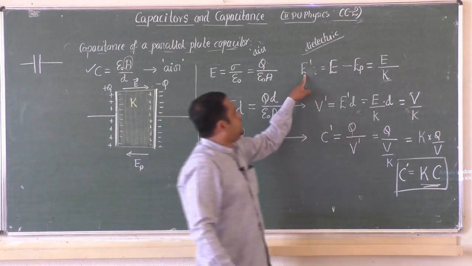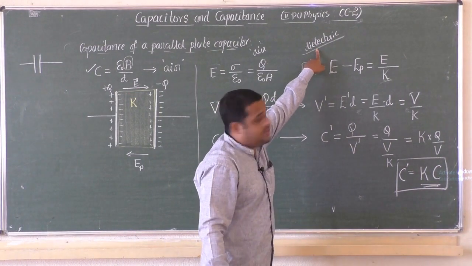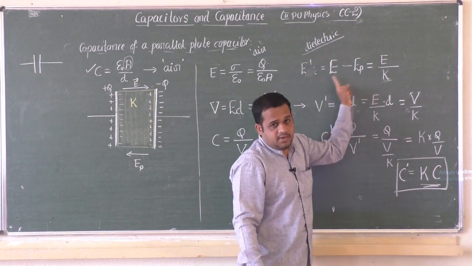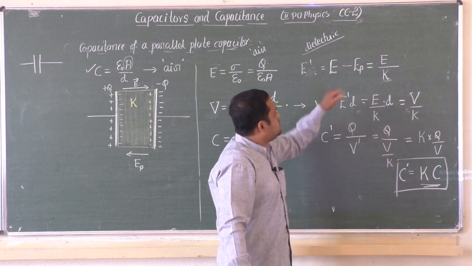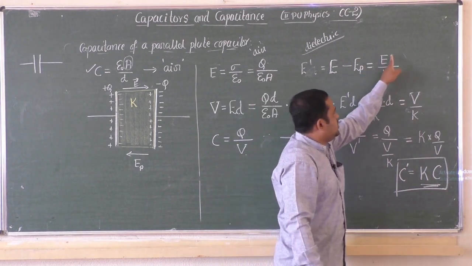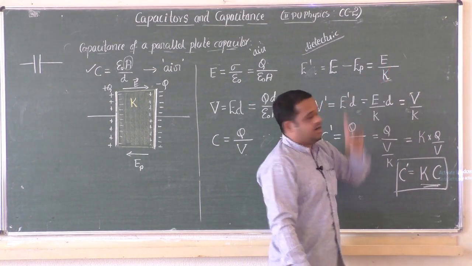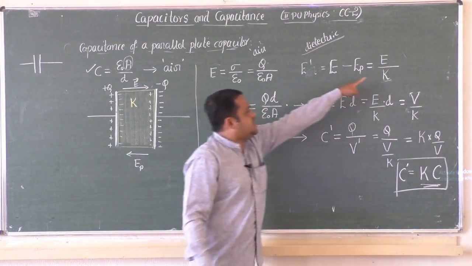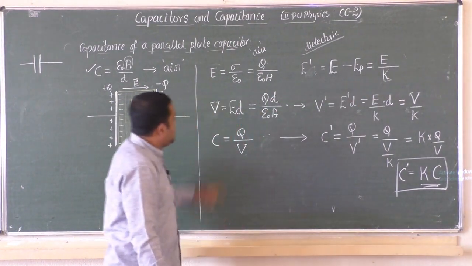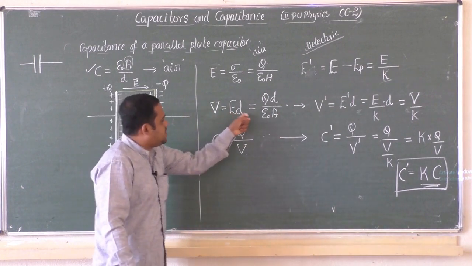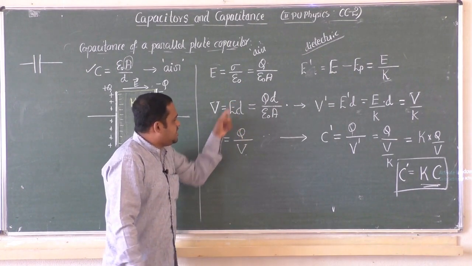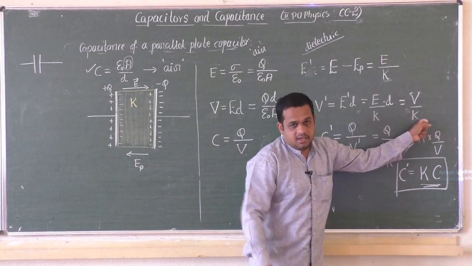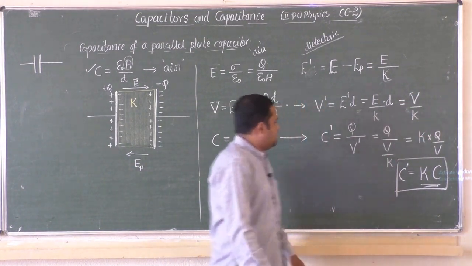So the net electric field after introducing the dielectric medium is given by E minus EP. Direction is opposite, therefore E minus EP. Now what is its value? Its value is equal to the original electric field divided by the dielectric constant. When the electric field reduces to E divided by K, what about potential? Potential is given by E into D. So when E reduces to E by K, potential also reduces to V divided by K, the initial value divided by K.